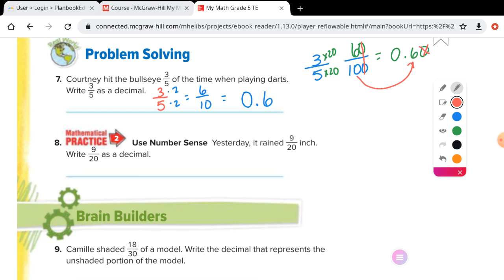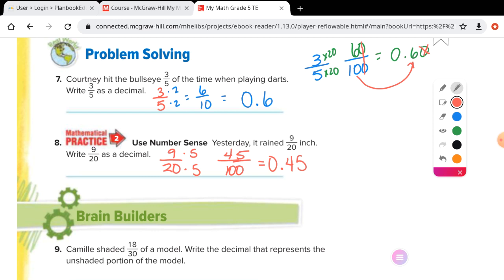So what do we have to build this up to, Aubrey? 100. So 20 times what equals 100? Times 5. And what is 9 times 5? 45/100. And what is that as a decimal? 0.45.